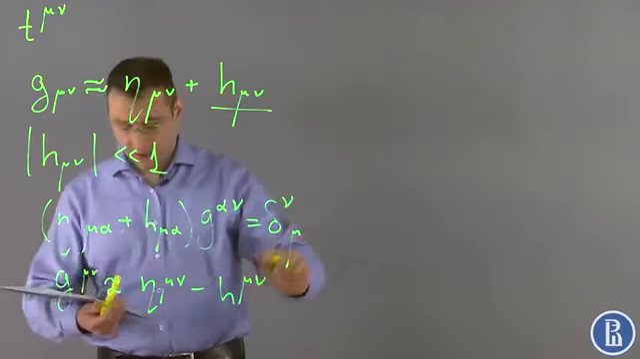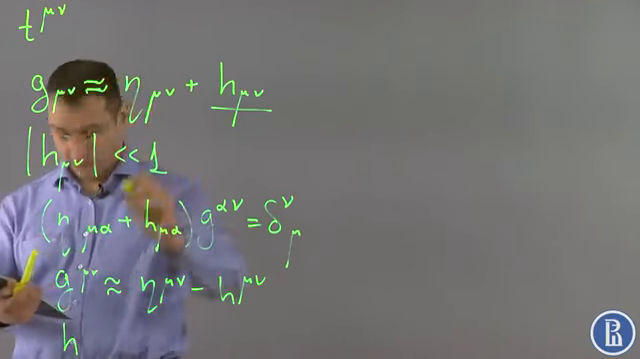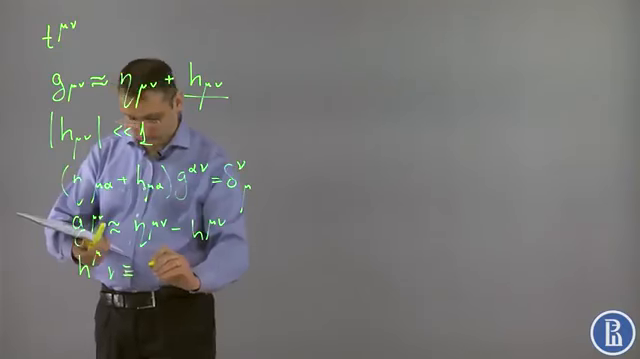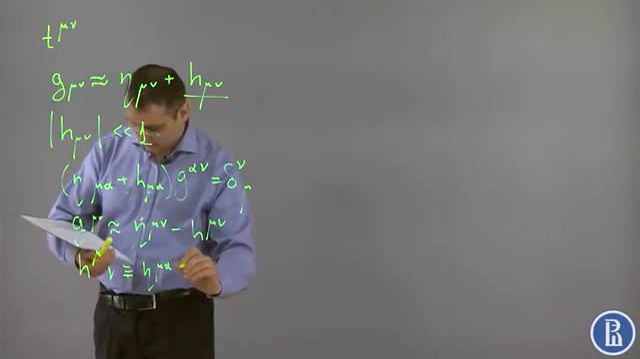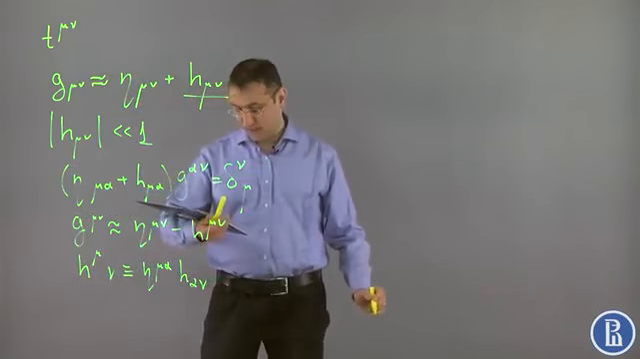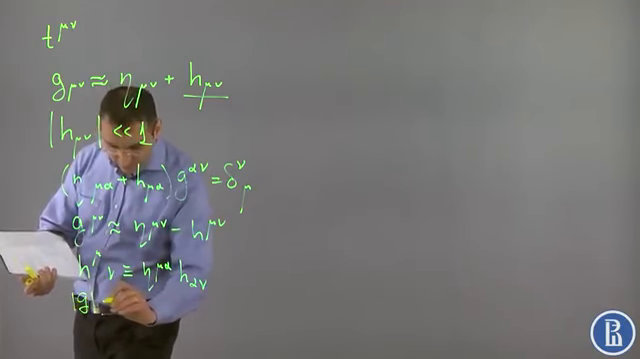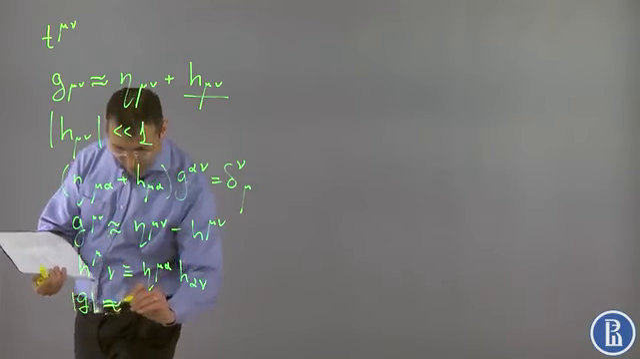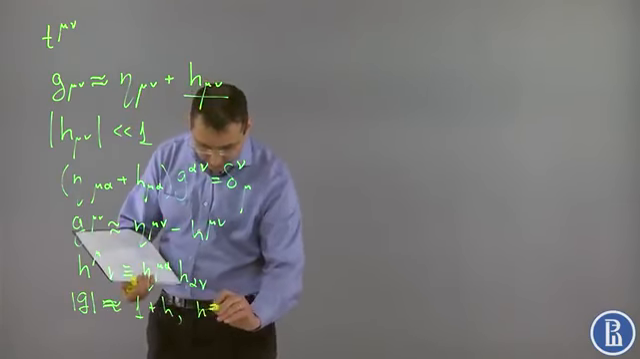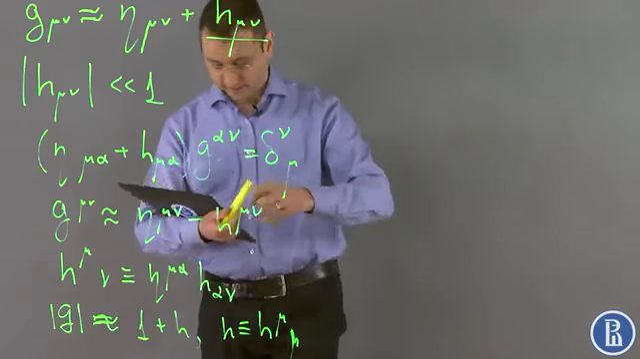Throughout the rest of the lecture, we assume that the raising and lowering of indices is done with the use of the background metric. It means that h^μ_ν is, by definition, η^{μα} h_{αν}. So we raise and lower indices with the Minkowskian background metric. With the same precision, the modulus of the determinant of the metric is approximately equal to 1 plus h, where h is, by definition, the trace of this tensor h_{μν}.